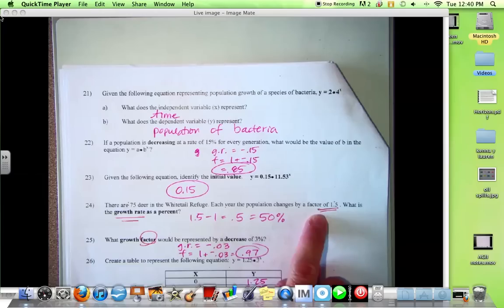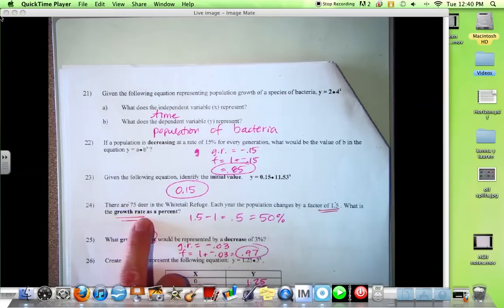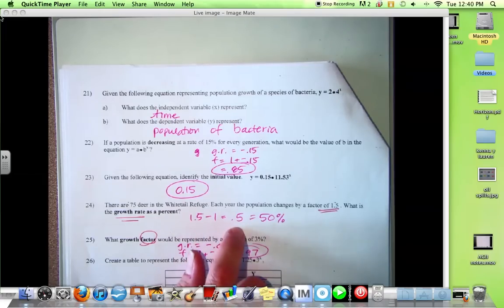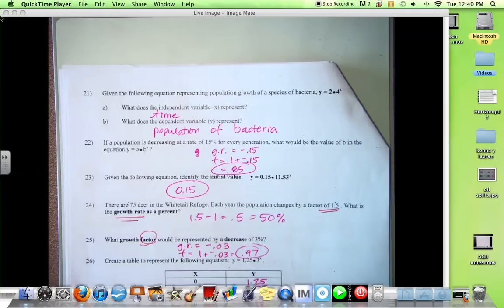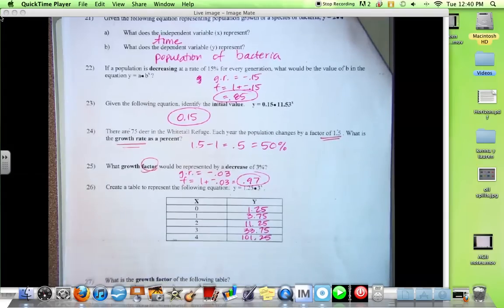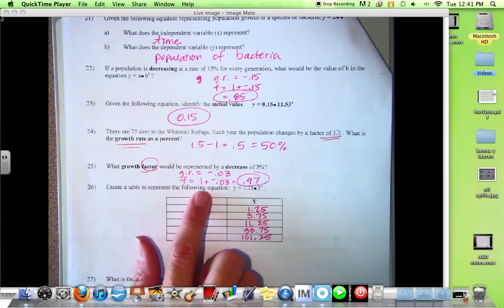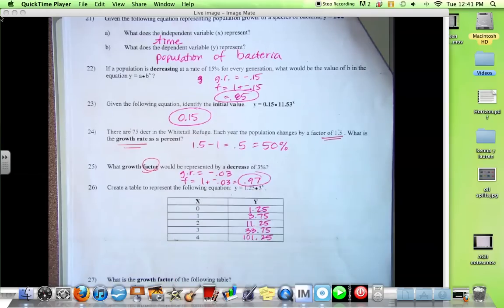Population changes by a factor of 1.5. What's the growth rate? Factor minus 1 gives you the growth rate as a decimal. Move your decimal 2 places to the right, and it's equal to 50%. What factor would be represented by a decrease of 3%? So your growth rate is negative 0.03. Add 1 to it, your factor is 0.97.